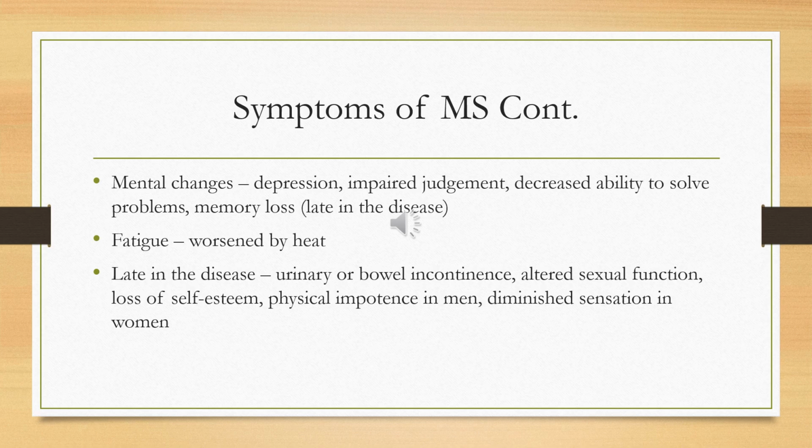Fatigue, fatigue that's worsened by heat. So that's a key one for MS. It gets worse by heat, so we don't want them in the heat or in hot showers or in things that are producing heat, because that's going to make it worse. And then in the late stages, because that weakness just continues to progress and they can't do for themselves, they may have urinary and bowel incontinence, altered sexual function. And so all of this, of course, is going to decrease their self-esteem as the disease progresses.